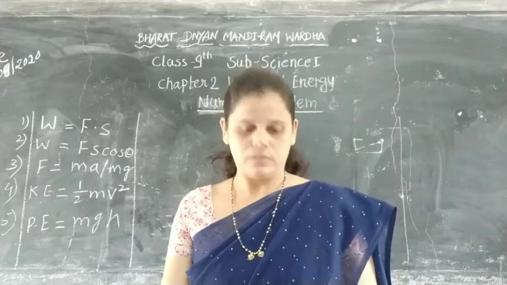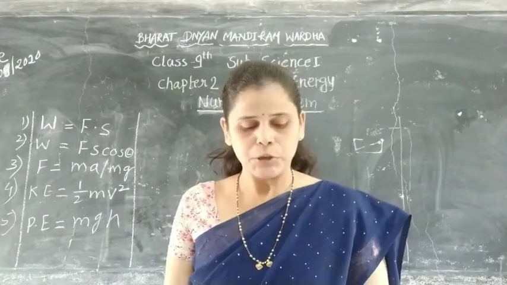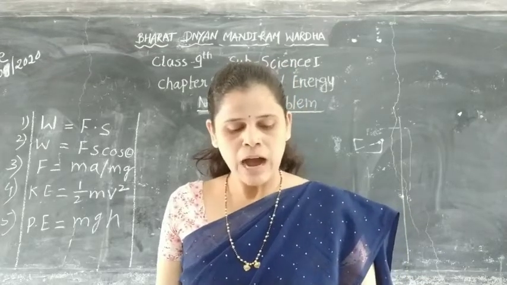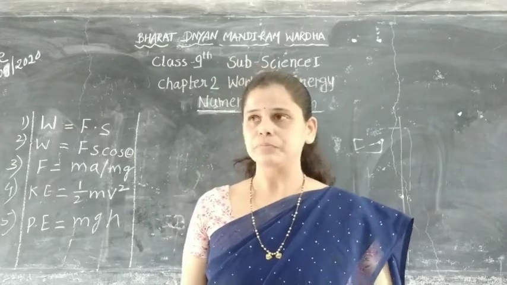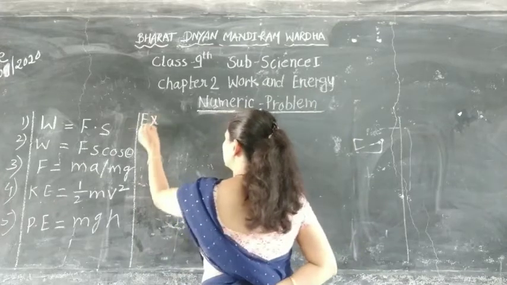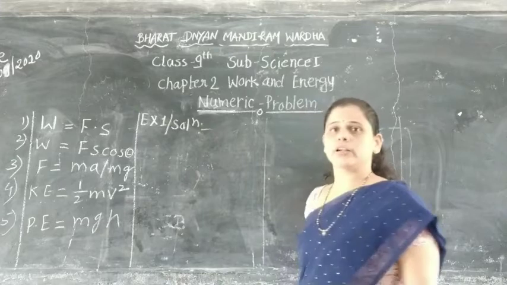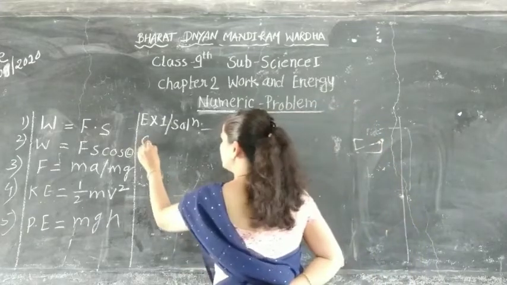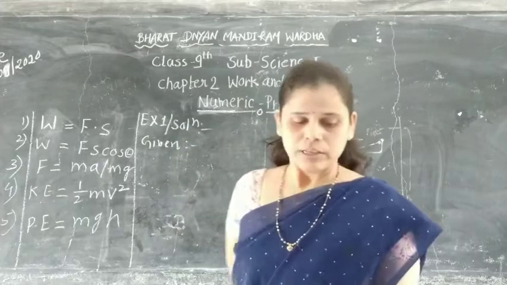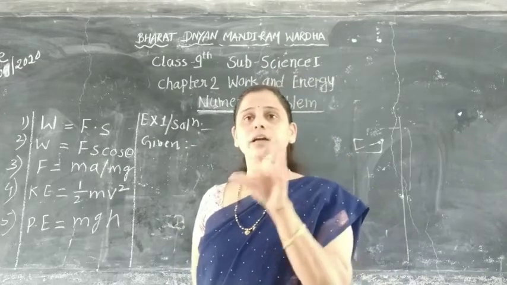So what is the numeric problem? What is given? Calculate the work done to take an object of mass 20 kg to a height of 10 meter. Example 1, solution. First write down what is given in this problem. Given that, calculate the work done. That means we have to find out the work done, W.